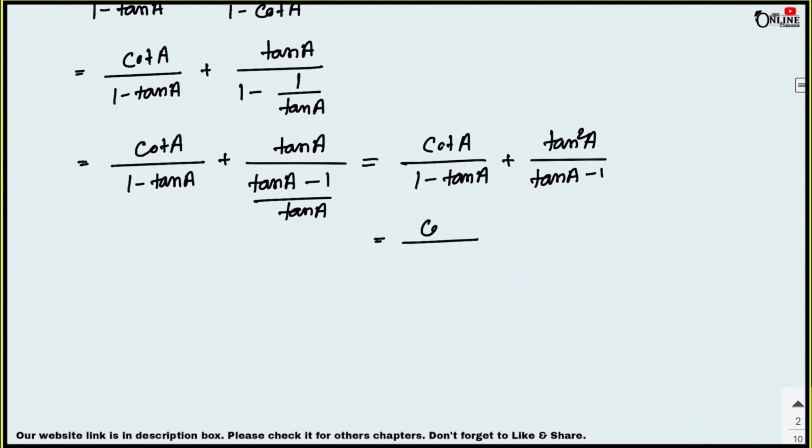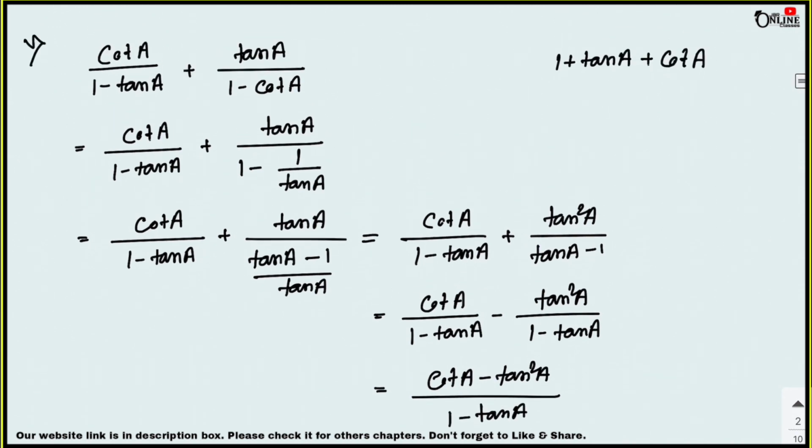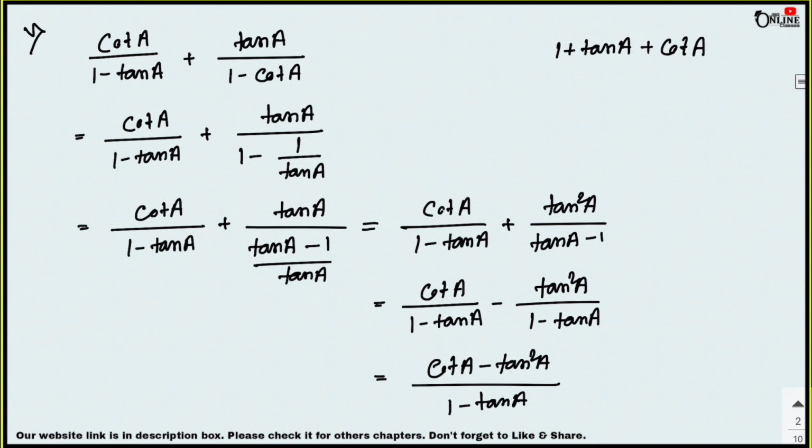So the first one write the same, cot A over 1 minus tan A. From the second one, from the denominator, if you take a common minus, it will be 1 minus tan A, and plus with minus will be minus, so tan square A. Now here cot A minus tan square A, then here 1 minus tan A. So in the numerator you have cot A minus tan square A. Clear? In the denominator you have 1 minus tan A.